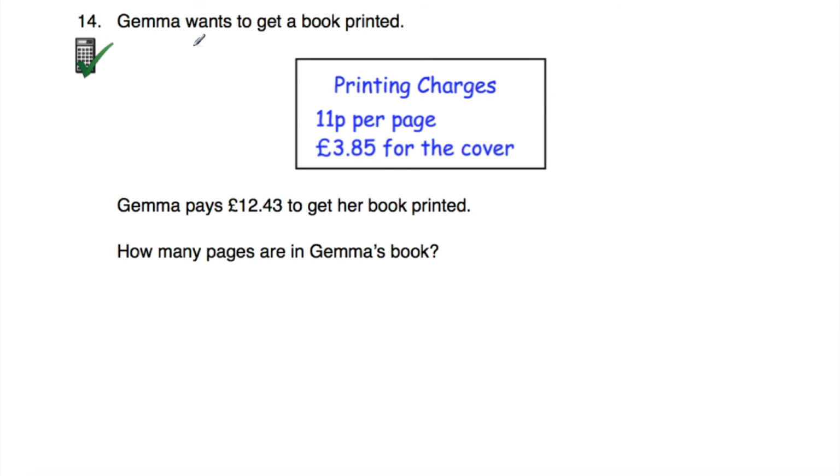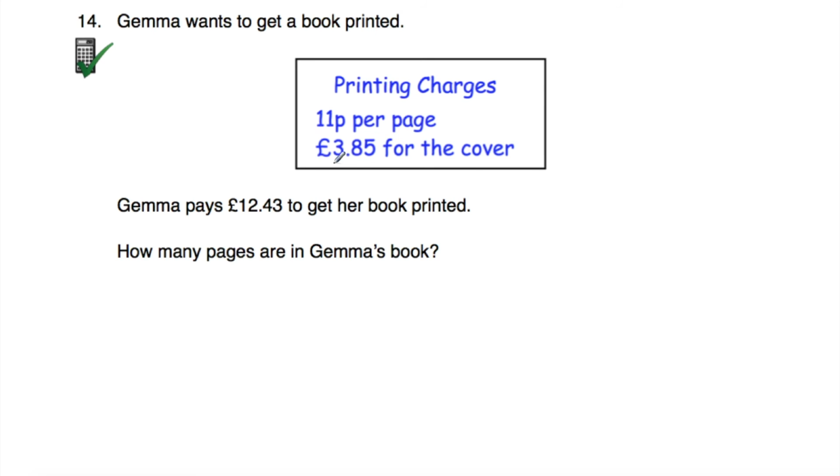So question number 14 says, Gemma wants to get a book printed, so she wants to print a book, and it costs 11p per page, and it costs £3.85 for the cover. And Gemma pays £12.43 to get her book printed, and the question is, how many pages are there in Gemma's book? So in this question, we know that the total price of the book is £12.43.